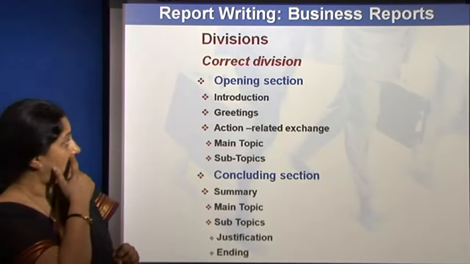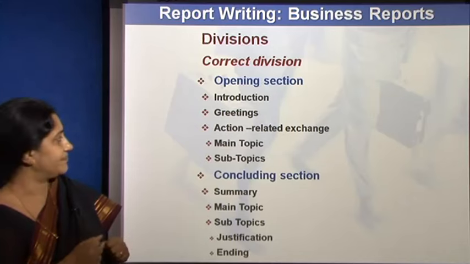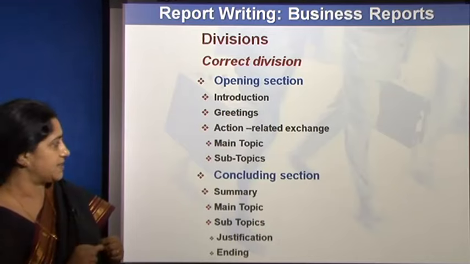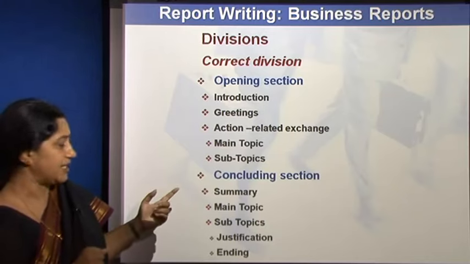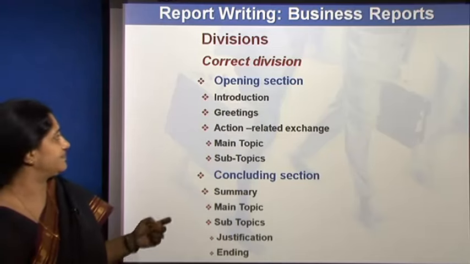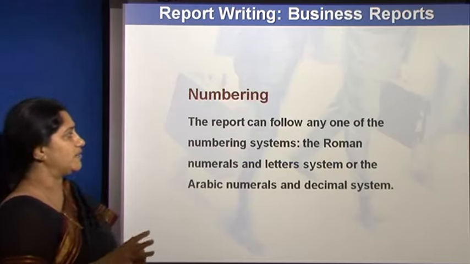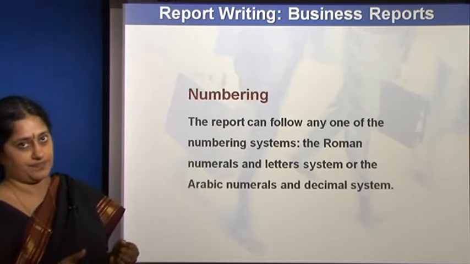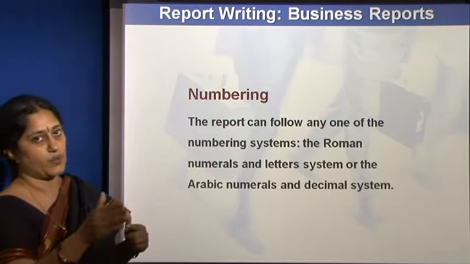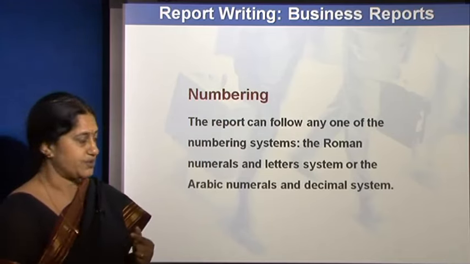Divisions. Opening section will have introduction, greetings, action related exchange, main topic and subtopics. Concluding section will have summary, main topic, subtopics, justification and ending. Numbering. The report can follow any of the numbering systems, the Roman numerals, or the Arabic numerals, where it is 1.1, 1.2, or 1.01, 1.02 and so on.